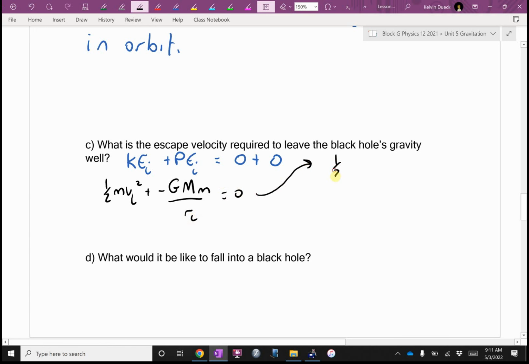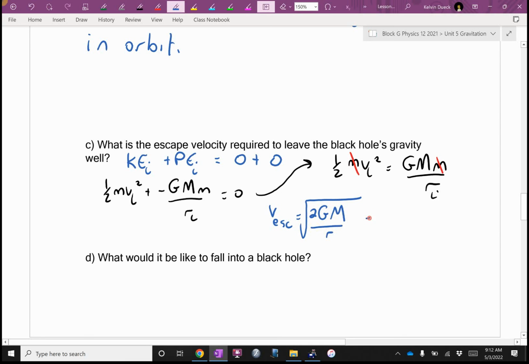We ended up with one half little m v initial squared equals positive big G big M little m over r initial. We noticed an m canceled, and then you pointed out times by 2 and square root. So here's escape velocity. It's the square root of 2 big G big M over r.